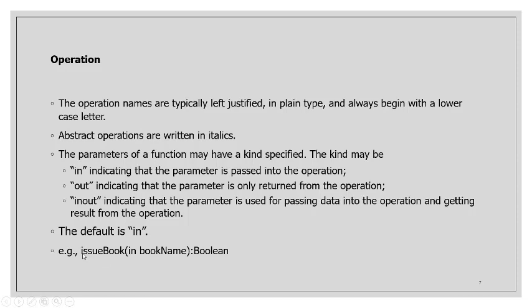Here is an example: issue book, in book name colon boolean. That means the operation may have a parameter. This operation means that this book name is an input of this issue book operation, and the input type is boolean.